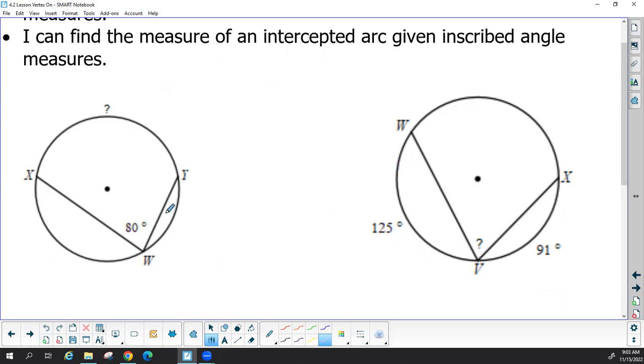So if you look at my first circle over here, we have an angle XWY. And hopefully you can see that the vertex W is on the actual circle. And so this is my angle. And that angle intercepts. We talked about intercepting means it catches. It's sort of like these two sides of the angle are holding this arc. This is called the intercepted arc. And this type of angle is called an inscribed angle.